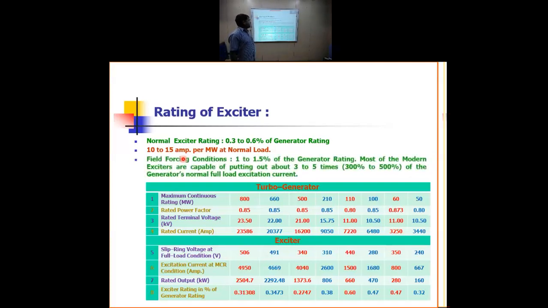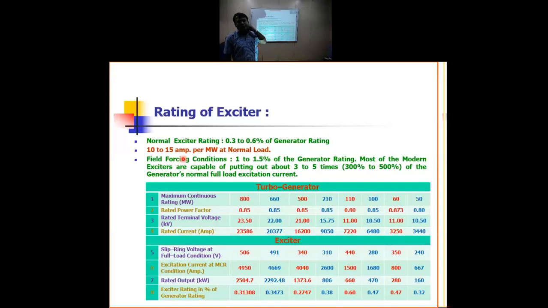And field forcing condition is 1 to 1.5% of generator rating. And most of the modern exciters are capable of putting out. So what is the field forcing condition? By chance the generator is overloaded, say some load is removed all of a sudden, or somewhere some fault is there, or some generator is facing some fault and it is switched off. In that way, load has come to another generator. In that way, a generator may be loaded.